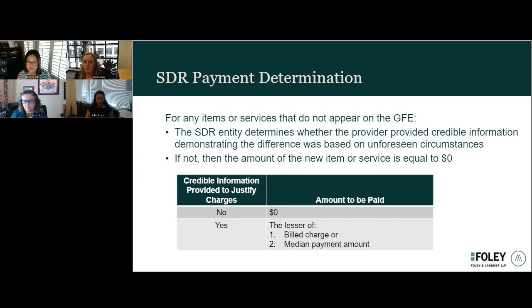And then when we're looking at items or services that do not appear on the GFE, so these are things that we do not anticipate, the SDR entity determines whether the provider provided credible information. If the provider doesn't provide this credible information, then the amount of the new item or service is going to be equal to 0.